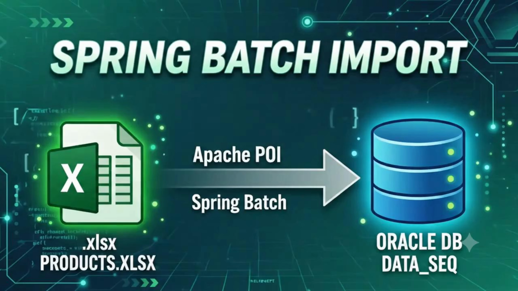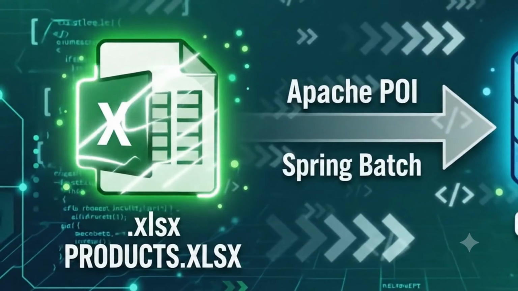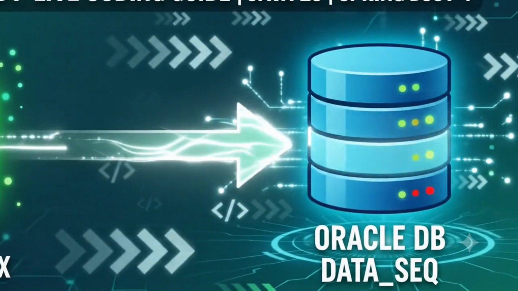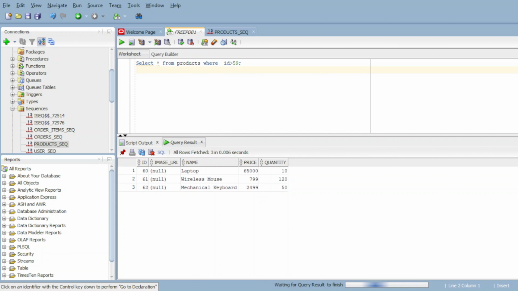Today, we're going to tackle a very common enterprise requirement, reading data from an Excel file and inserting it into a database using Spring Batch. Spring Batch provides fantastic out-of-the-box support for CSVs and XML files, but when it comes to Excel, we actually need to write a little custom logic. In this video, I'll walk you through building a custom item reader using Apache POI, and we'll write that data straight into an Oracle database.